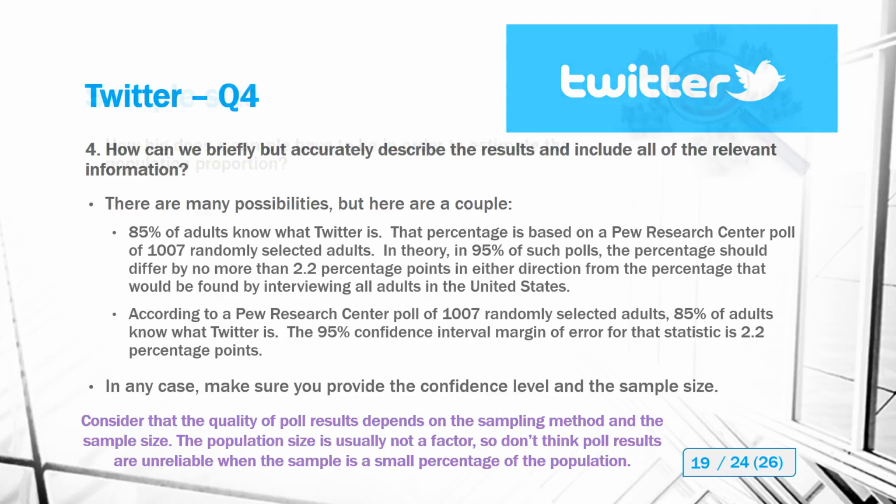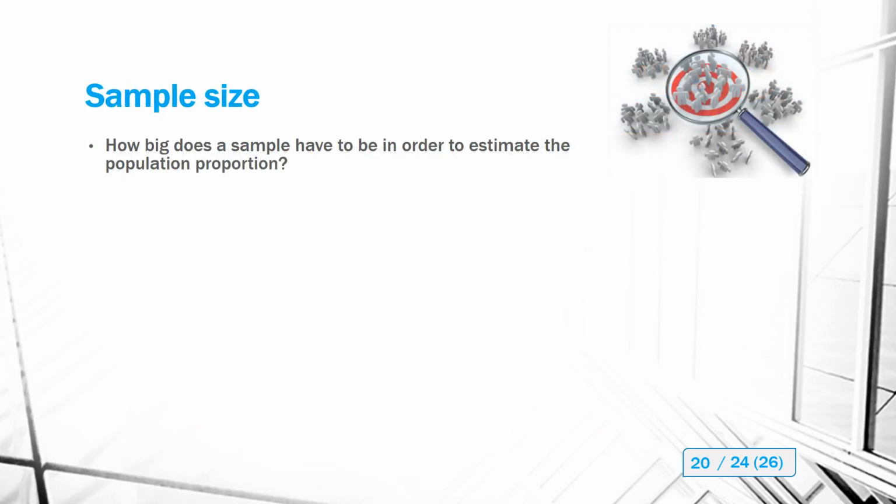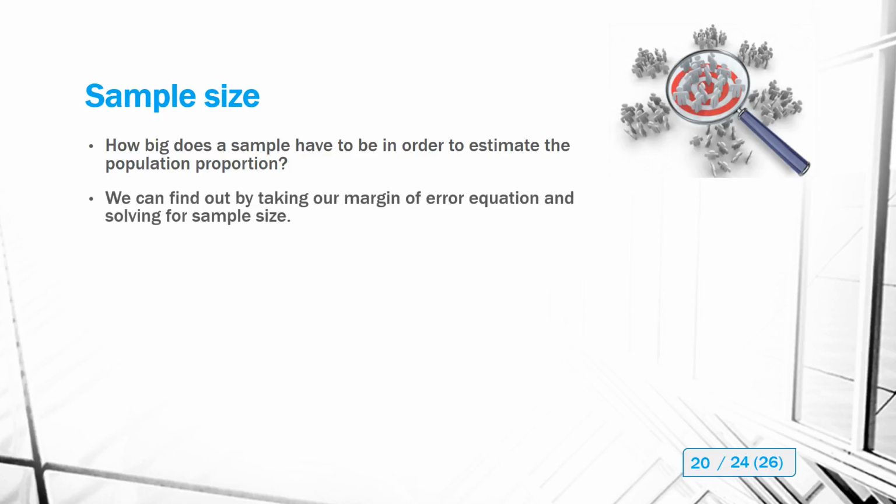Well, that of course begs the question, how big of a sample do we need to have in order to estimate the population parameter? I mean, how big is big enough? Well, we can find out. All we have to do is take that margin of error equation that has a sample size as a variable, and we solve for that variable. So let's start out with our margin of error equation. Here we have it here on the screen.